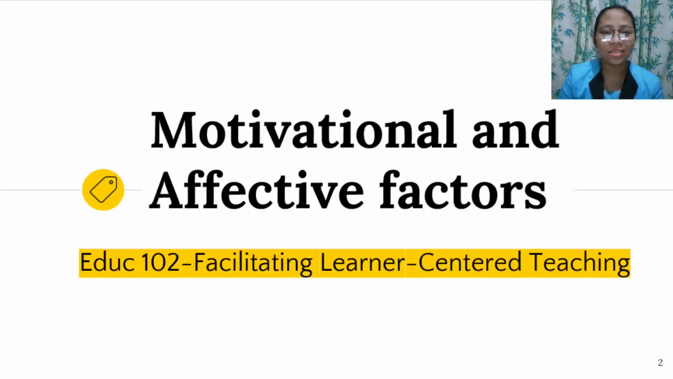So, in our first lesson in our subject, EDUC 102 Facilitating Learner-Centered Teaching, Chapter 1 is Learner-Centered Psychological Principles. Lesson 1 is all about learning principles associated to cognitive, metacognitive, motivational, and affective factors. The recent reporters had already discussed the cognitive and metacognitive. So now our discussion will be focusing on motivational and affective factors.